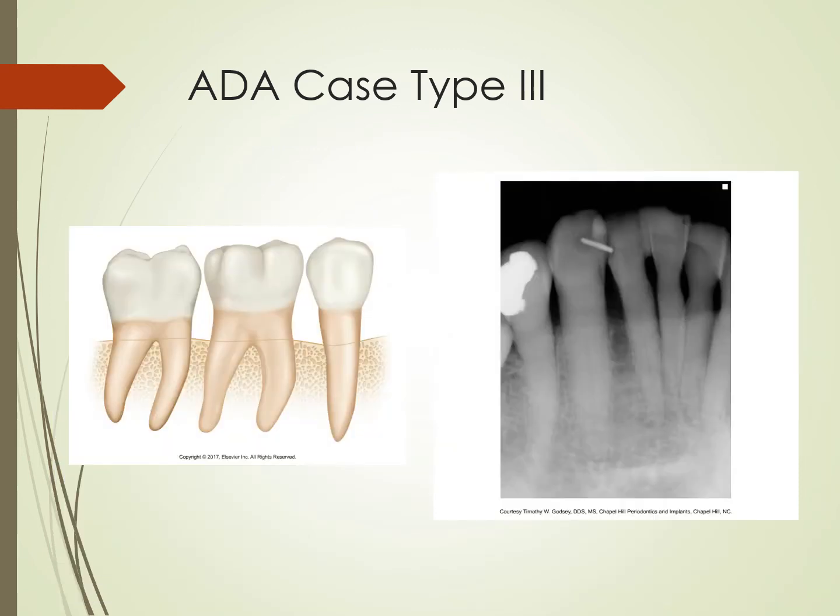This is more examples of case type 3. So you can see here, this is where the bone is, and this is where the bone should be. So we're seeing about 4 millimeters or so of loss right there. Here's where the tip of the root is. And so here we've lost about a third maybe of the bone of this tooth. And so that is a moderate amount of bone loss.